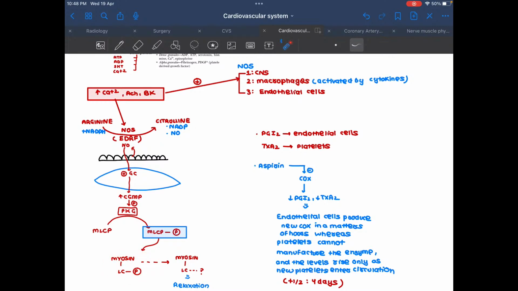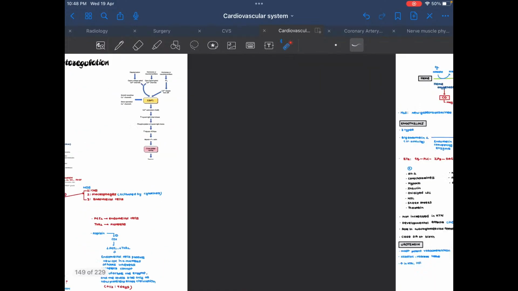And what will that lead to? That will lead to smooth muscle relaxation. So now we have studied that NO is mainly leading to vasodilation, smooth muscle relaxation. And we have seen how it mediates that.